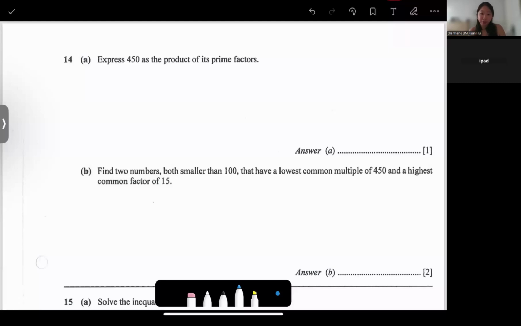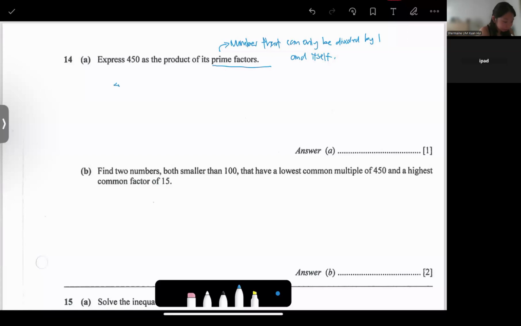Now for question 14a, express 150 as a product of its prime numbers. If you recall what I said about prime numbers, numbers that can only be divided by 1 and itself.